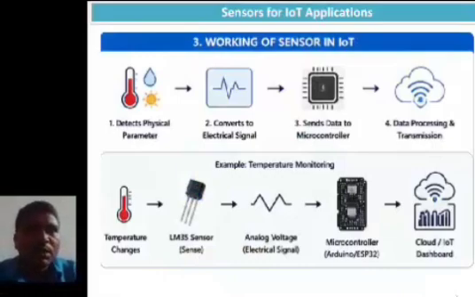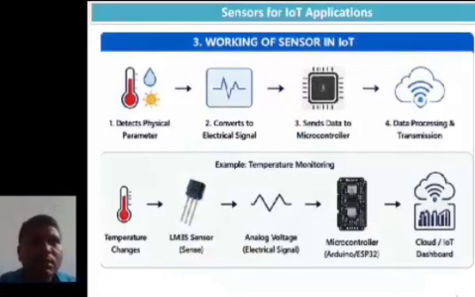So this is the basic working of a sensor. First it will detect, then it will convert into digital data, then this data is sent to the processor or controller. Finally it reaches the cloud. So this is the first step in the IoT data flow.